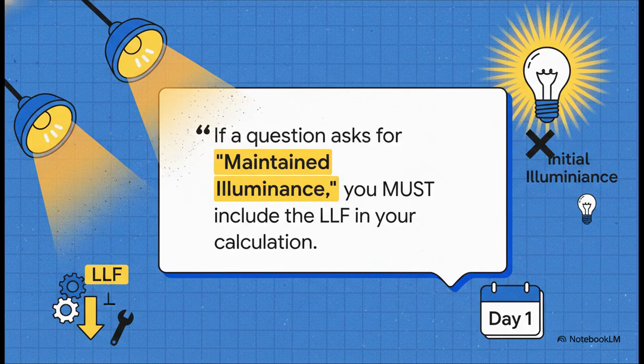Pay attention, this is another huge exam tip. You have to watch for two key phrases in a lighting question. If it asks for maintained illuminance, that is your signal. It's code for you must use the light loss factor. They want the real-world brightness after time and grime have taken their toll. But if the question asks for initial illuminance, that's the easy one. They only care about day 1, so you can just ignore LLF completely.